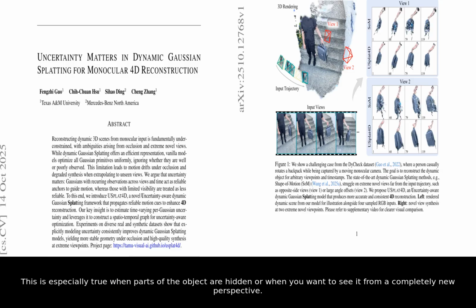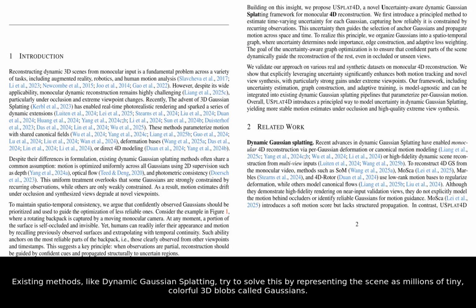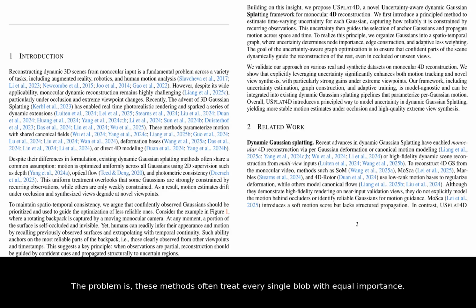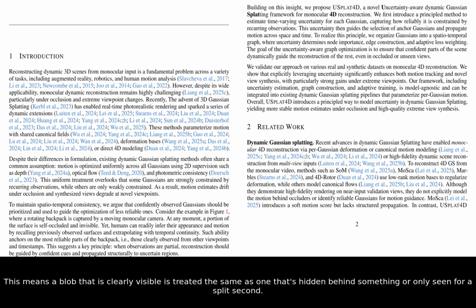completely new perspective. Existing methods, like Dynamic Gaussian Splatting, try to solve this by representing the scene as millions of tiny, colorful 3D blobs called Gaussians. The problem is, these methods often treat every single blob with equal importance. This means a blob that is clearly visible is treated the same as one that's hidden behind something or only seen for a split second. This can lead to weird distortions and motion drift, where the model seems to fall apart when you look at it from a new angle.